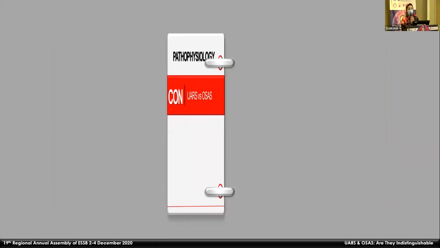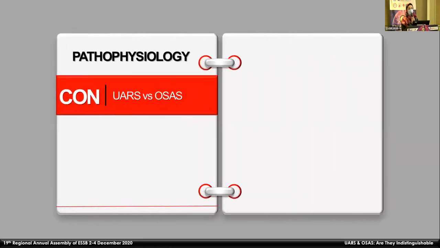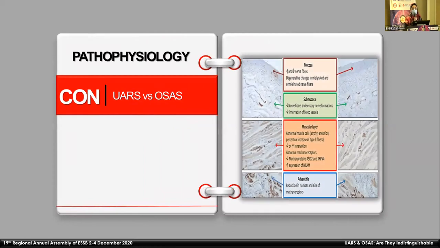But some points are different in the pathophysiology between these two diseases. First point is the abnormal breathing in obstructive sleep apnea creates what is so-called trauma to the upper airways, and this produces neurogenic lesions.